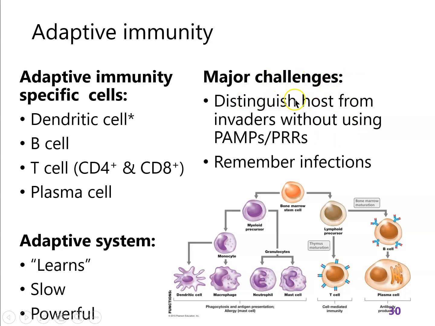So it has to distinguish between you and the things that are invading you without using pattern recognition receptors. It has to work without patterns. It has no patterns to look for, and that's the whole point. It's looking for things that aren't showing the normal patterns. So how is that even possible? And again, it has to remember the infections so that it can respond faster the second time.